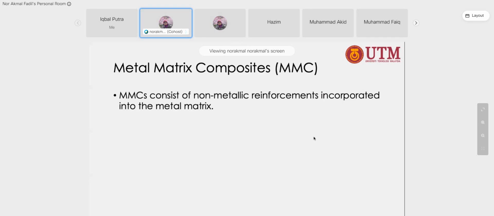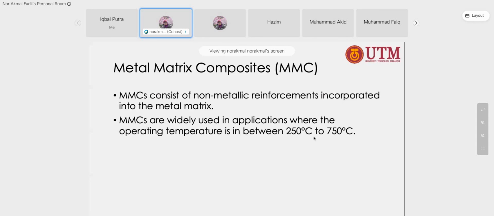The next is metal matrix composite. We call it MMC. Of course, the reinforcement material must not be metal. Otherwise, if the reinforcement material is also metal, they have a tendency to form a diffusion, so you don't really get a composite. So non-metallic reinforcement material is incorporated into the matrix that is made of metal. The MMC are widely used in applications where the operating temperature is between 250 to 750 degrees Celsius.